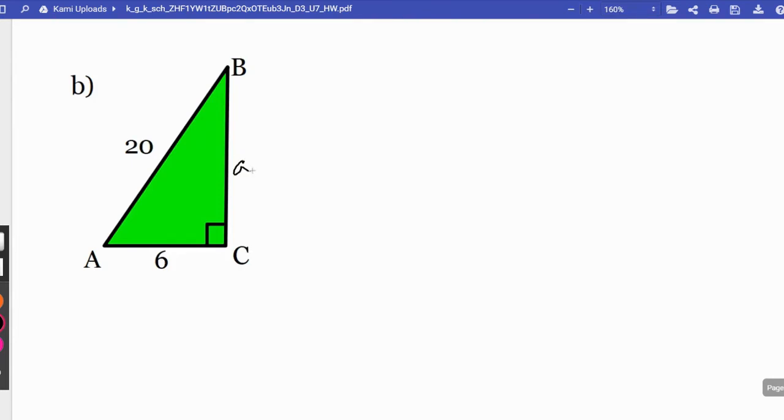This would be side A. So we'd have a squared plus b squared. B is 6 squared, and then c squared is 20 squared. Solving this is a little bit different. It's just a regular equation. You just solve for a. So 6 squared is 36.